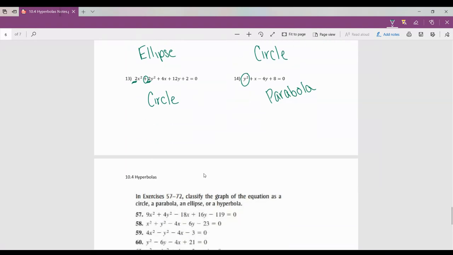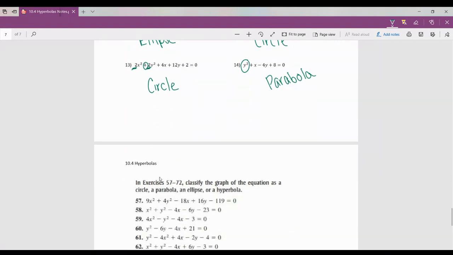All right, so I want you to try now exercises 57 through 72. You do not have to write it in standard form. All you have to do is classify.